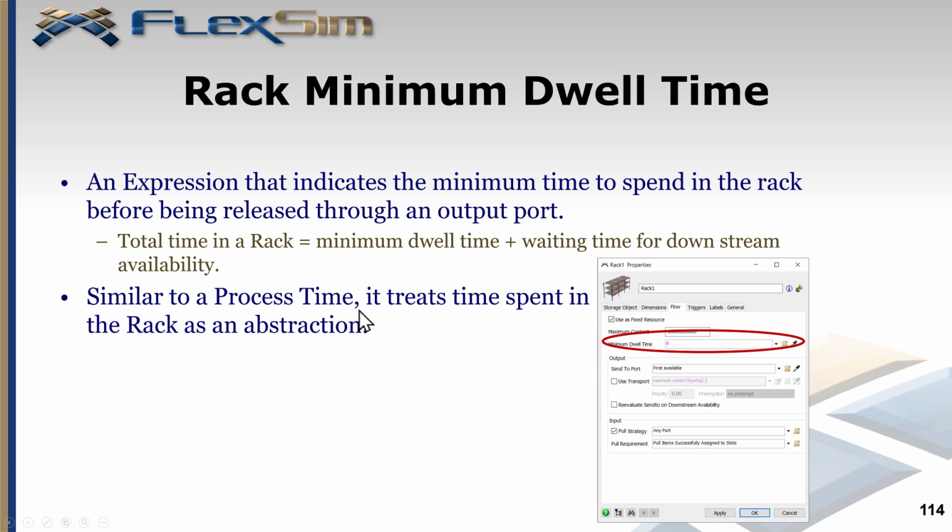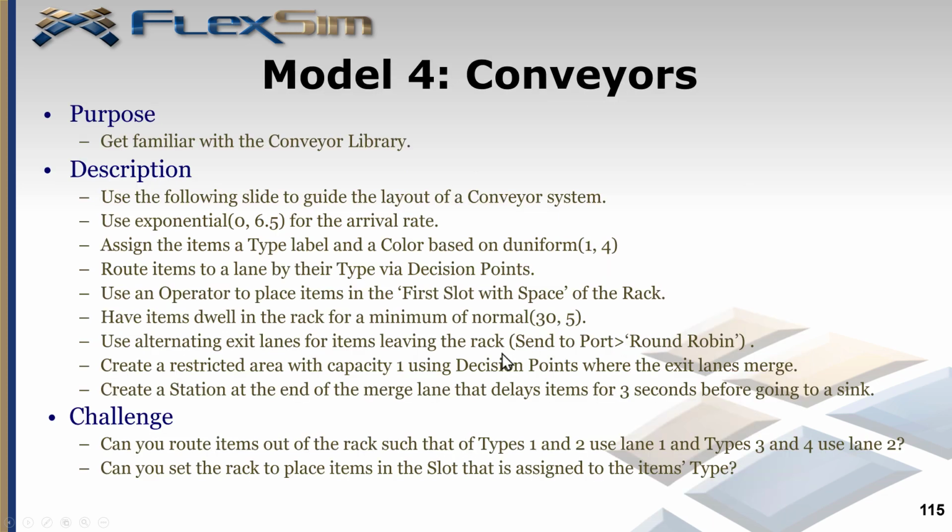You can use an expression, a distribution of sorts, in the minimum dwell time field, or a constant value. The total time in the rack will be a combination of the minimum dwell time, the forced time you apply to the item that it must stay there, plus any extra time where the flow item has to wait for downstream availability, or for an operator to carry it out of the rack, or whatever in your model is restricting it from leaving immediately. Similar to a process time, it treats time spent in the rack as an abstraction.